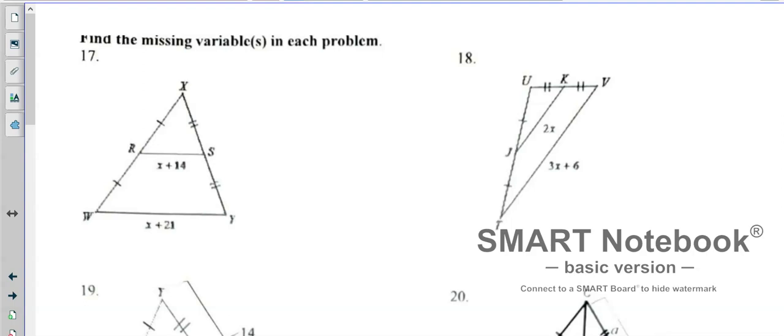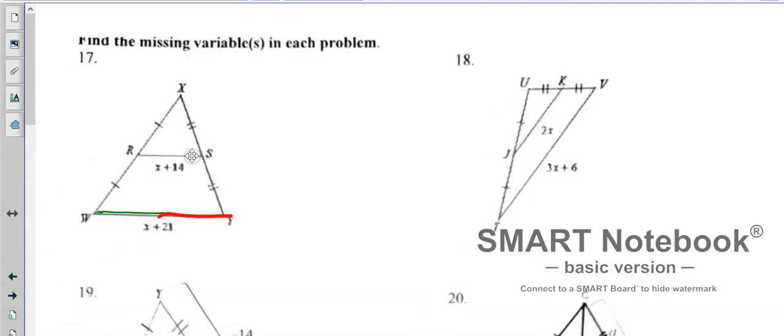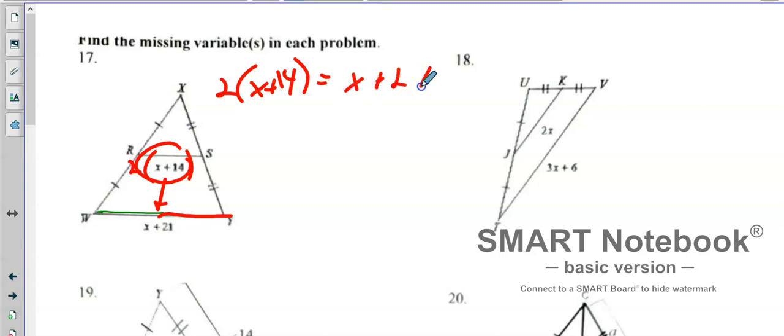So, a little magic here. Remember, this is half of this. Okay? It's not going to be perfect, but you get the gist. So, it takes two of these to equal this. So you literally just do 2 times x plus 14 equals x plus 21. So 2x plus 28 equals x plus 21.